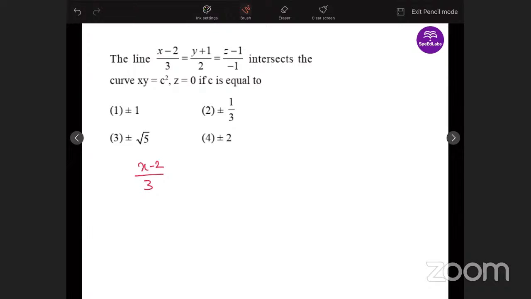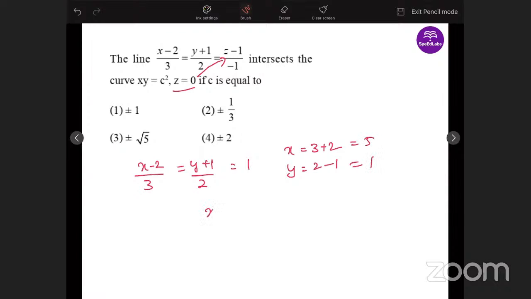Yes, Pranav, it's correct. So basically, we just substitute the z value in the given line equation. So (x minus 2) upon 3 is equal to (y plus 1) upon 2 is equal to plus 1. So x will be 3 plus 2 and y will be 2 minus 1, which will be 5 and 1.